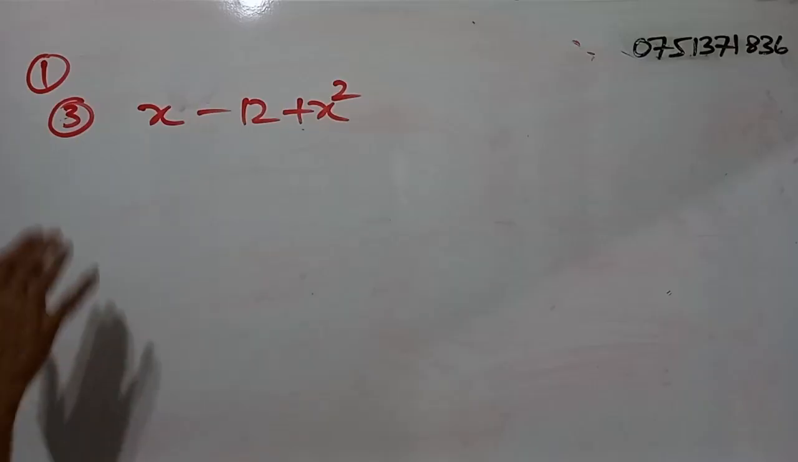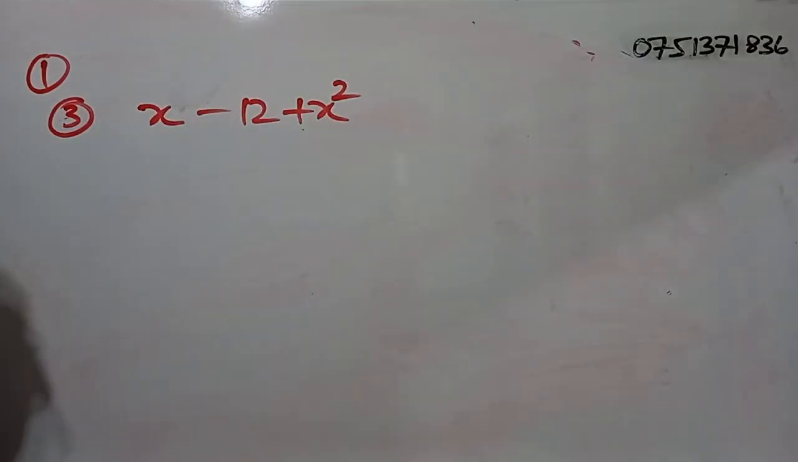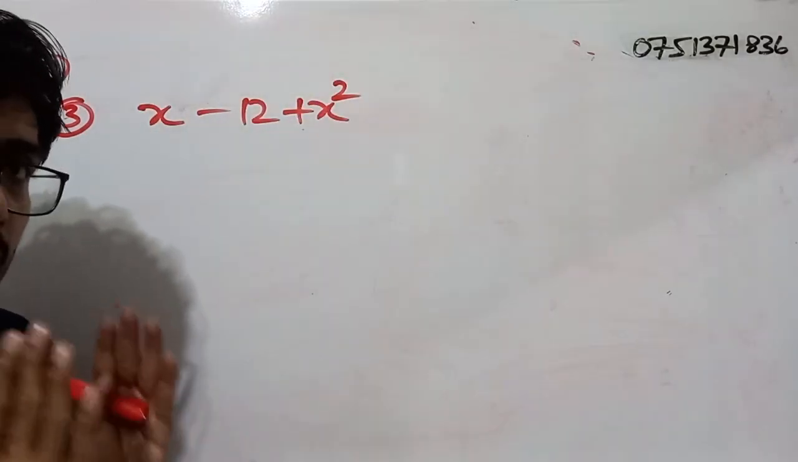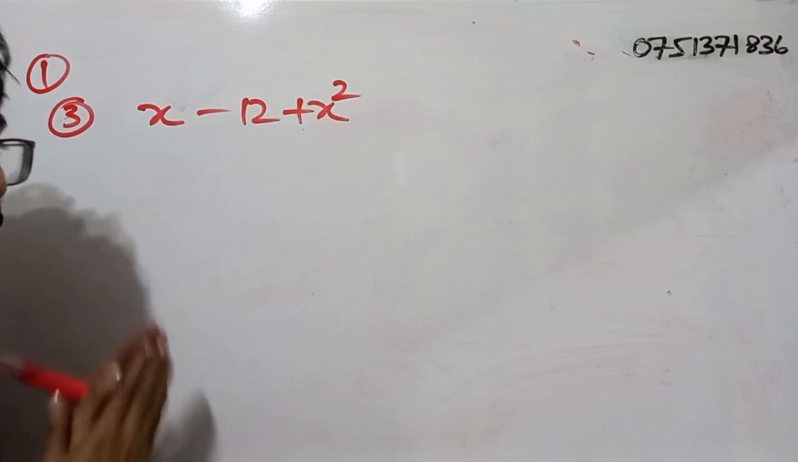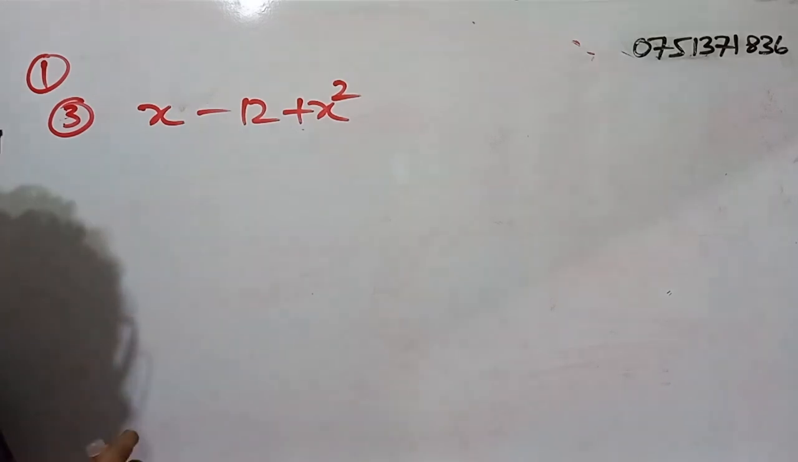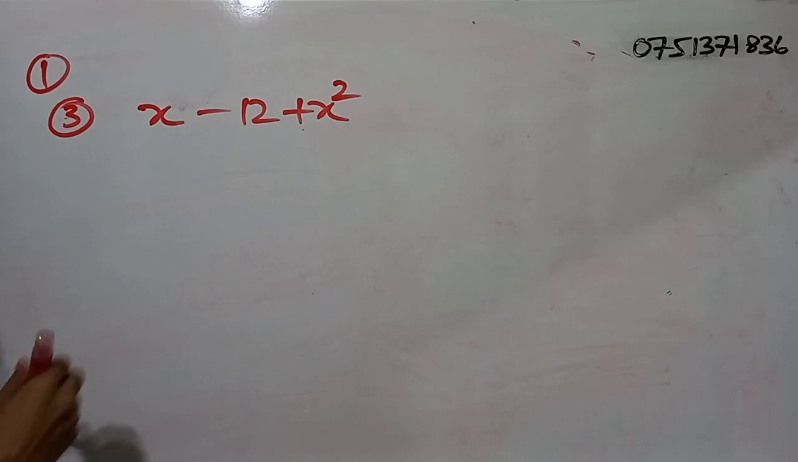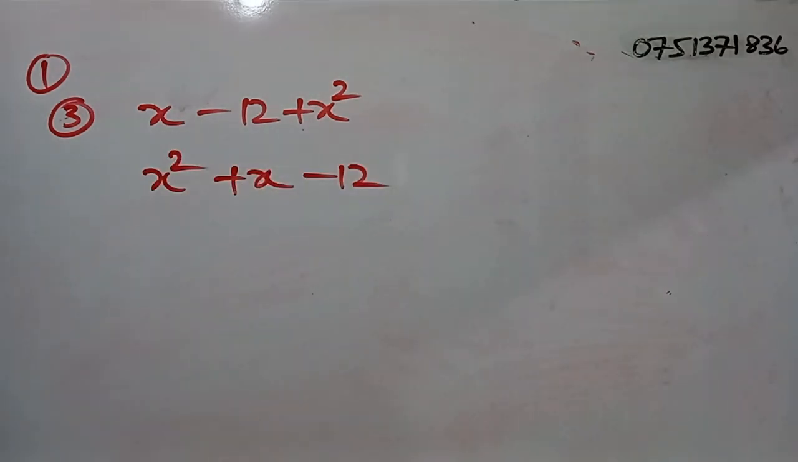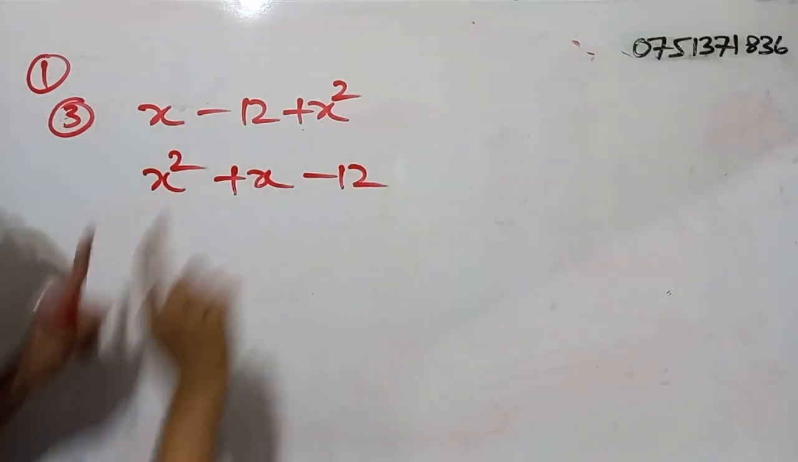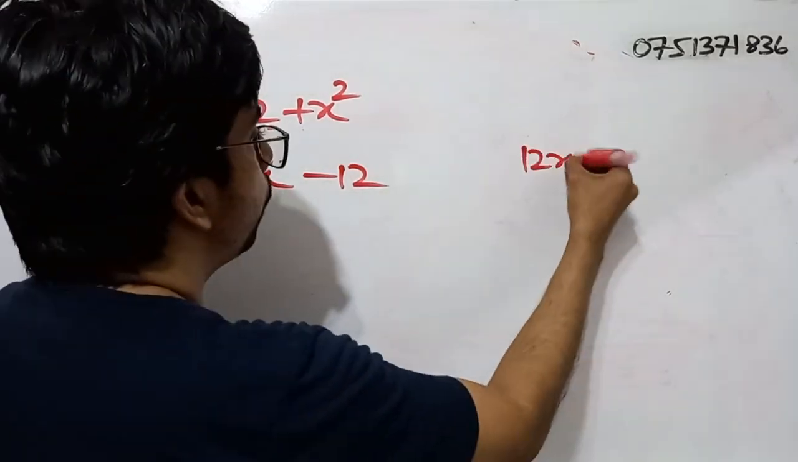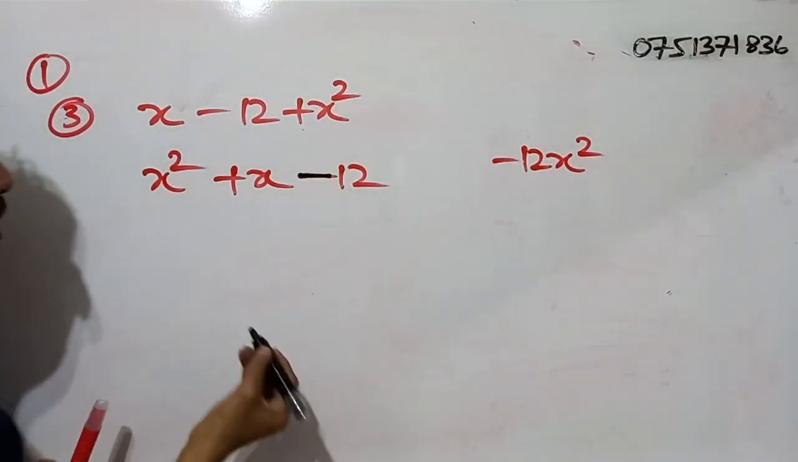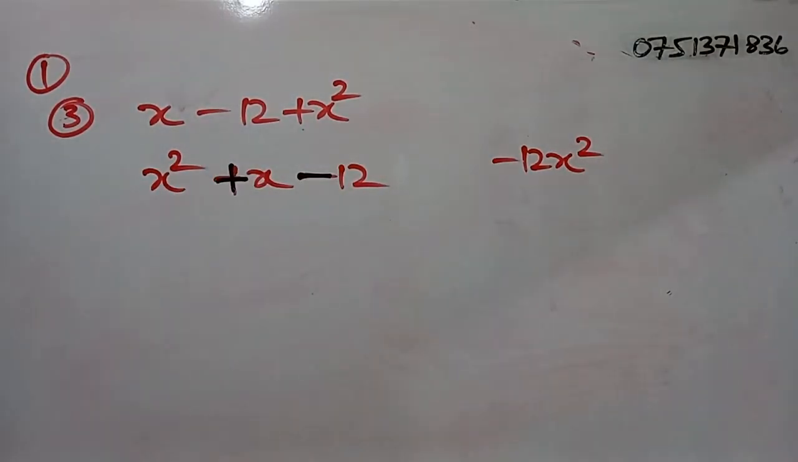Okay. So in the third one, right? So the given expression is somewhat different. Actually not different. The terms are somewhat misplaced. So I'm going to rearrange this. So x squared plus x minus 12. Now we will multiply these two. So we will be getting 12x squared. So it's a negative value. And also this is minus, this is plus.